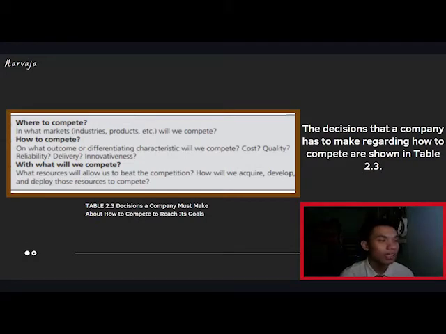Where to compete: in what markets will we compete, industries, products, etc. How to compete: on what outcome or differentiating characteristics will we compete, cost, quality, reliability, delivery, or innovativeness? With what will we compete? What resources will allow us to beat competition? How will we acquire, develop, and deploy those resources to compete?